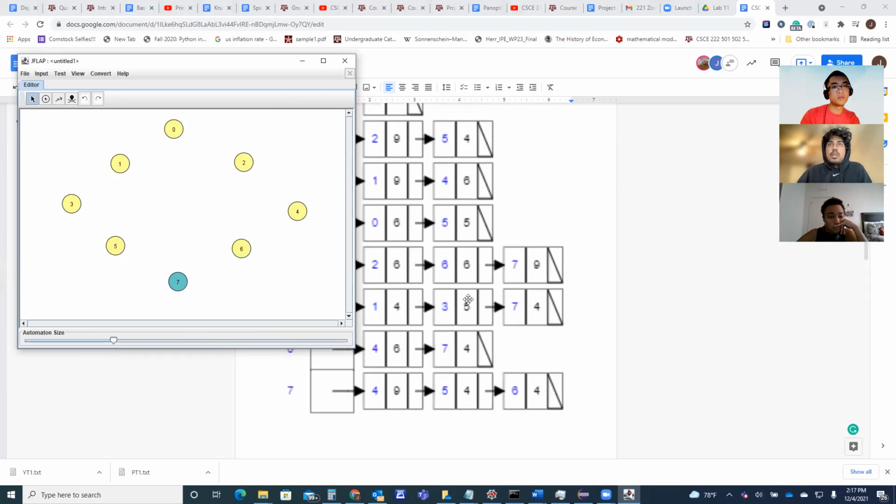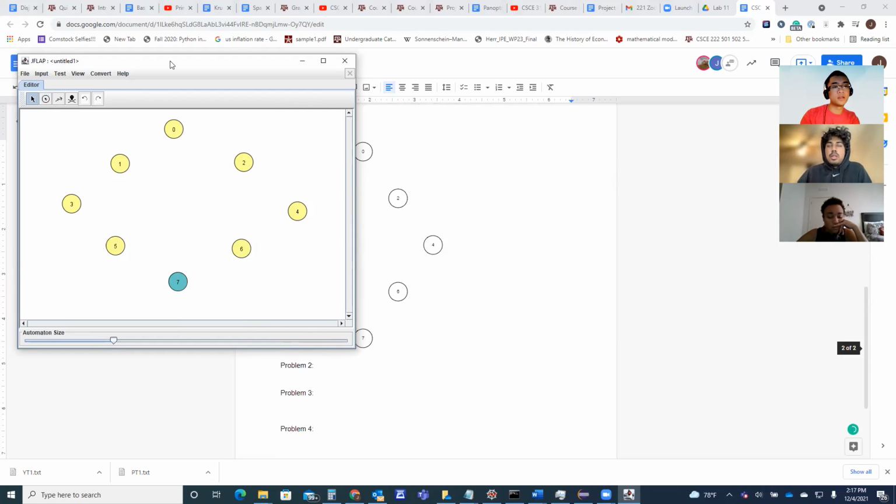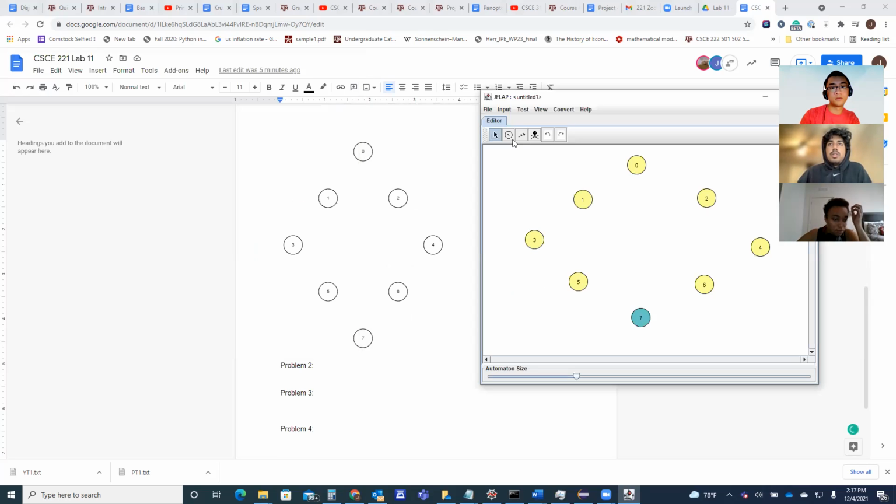All right. I can read out the links. So 0 is directly connected to 3 with a cost of 6.